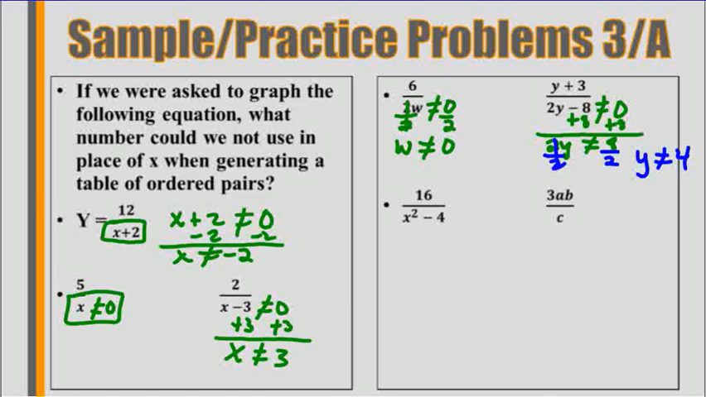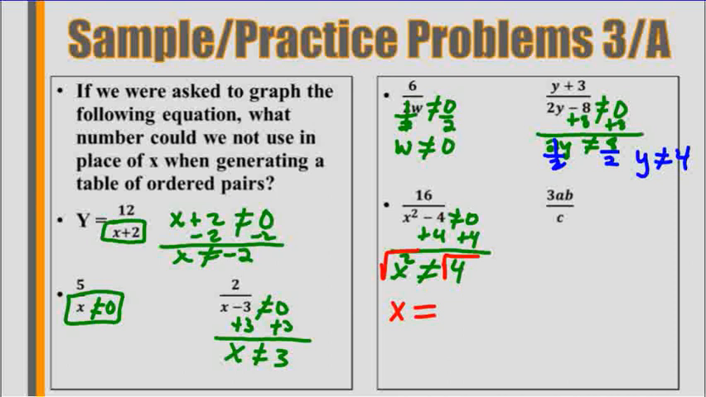Next one, 16 divided by x squared minus 4. This cannot equal 0. So I have x squared, and to get x squared by itself, I add 4 to both sides. So I have x squared cannot equal 4. To undo a square, find the square roots. That means x cannot equal a positive or a negative 2.